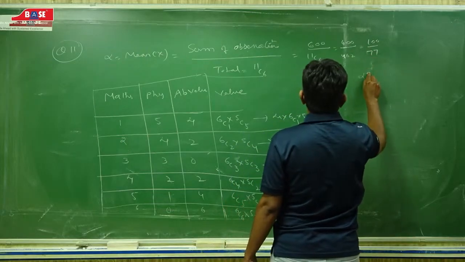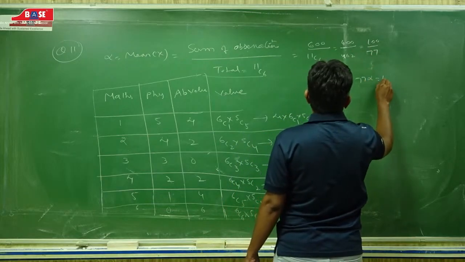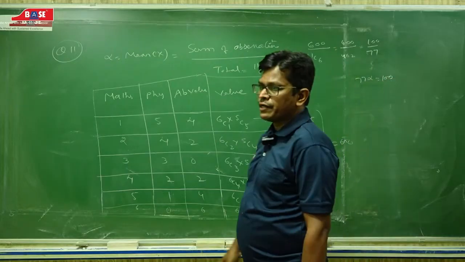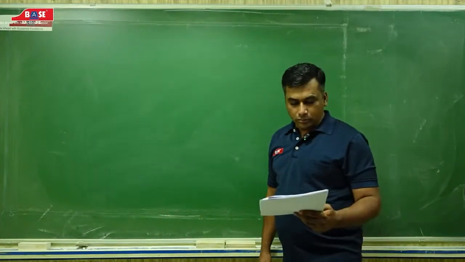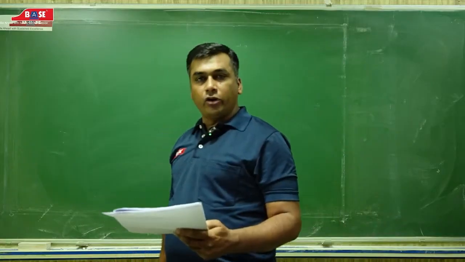Therefore, alpha into 77 alpha is 100. So the answer is 100. Start with question number 12. We are going to discuss question numbers 12, 13 and 14.